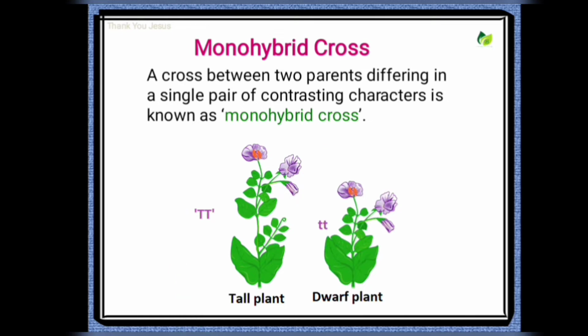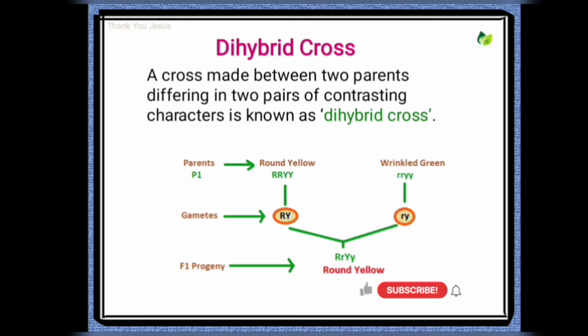Mendel considered only one character at one time. Later, he tried to analyze cases where two pairs of characters were simultaneously studied. So he made experiments of dihybrid and trihybrid crosses also. Let's see what a dihybrid cross is. A cross made between two parents differing in two pairs of contrasting characters is known as dihybrid cross. Here two characters are taken into consideration, related to seed shape and seed color.